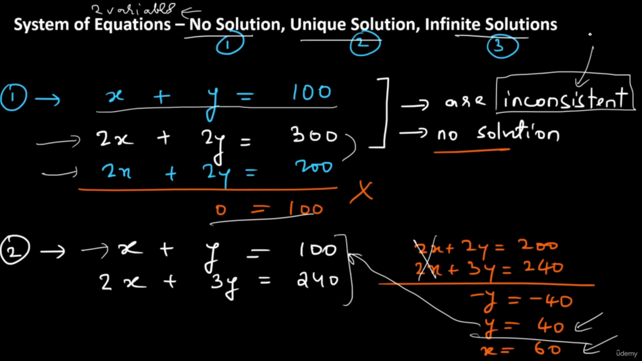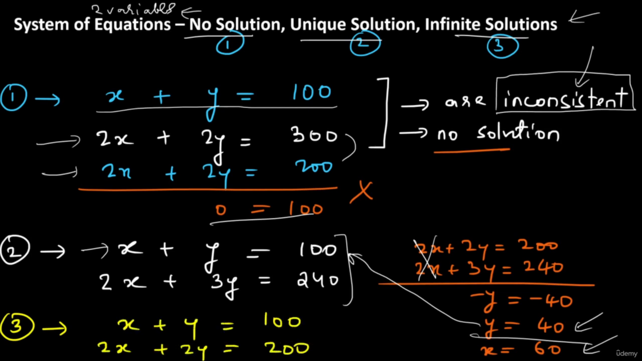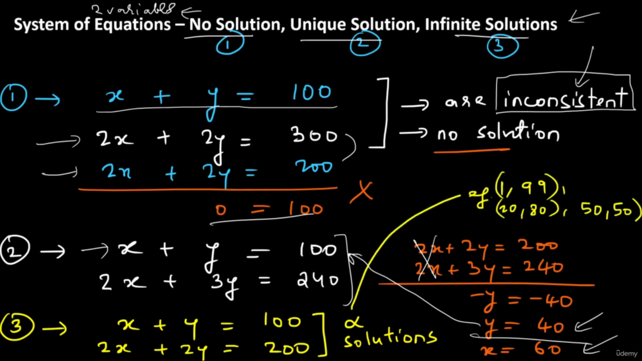Alright, let's proceed to the case where there are an infinite number of solutions. Now, let me have two equations, x plus y is equal to 100 and 2x plus 2y is equal to 200. Now, these two equations will have infinite number of solutions. What are some examples? You could have 1 and 99, or 20 and 80, or 55 and 45, or 50 and 50. All of these are solutions for these two equations. In fact, if you multiply the first throughout with 2, you will get the second equation. So, that's why these two have infinite number of solutions.